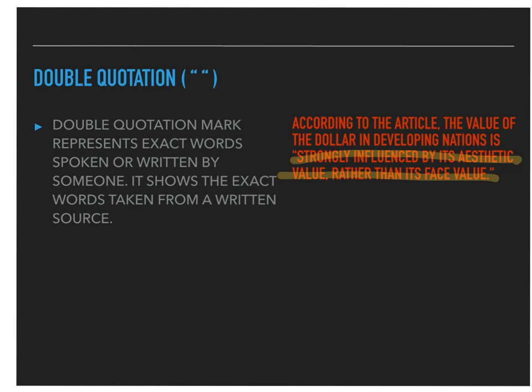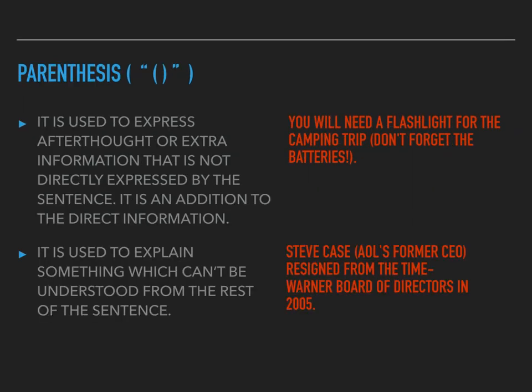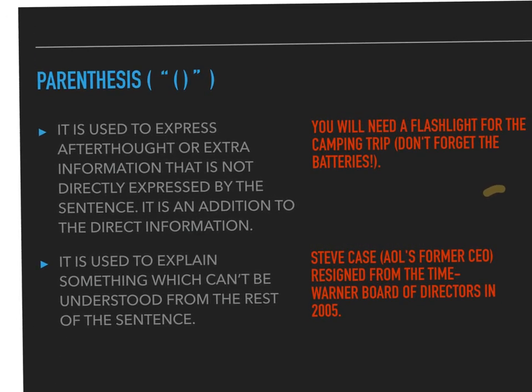For example, Subhash Chandra Bose said, "Tum mujhe khoon do, main tumhe azadi dunga." Now, that sentence which I spoke in Hindi is going to use double quotation. Why? Because these are the exact words spoken by Mr. Subhash Chandra Bose. Let's understand one more punctuation mark, and that is parenthesis, or you can call it a bracket, but not exactly the bracket. Parenthesis.